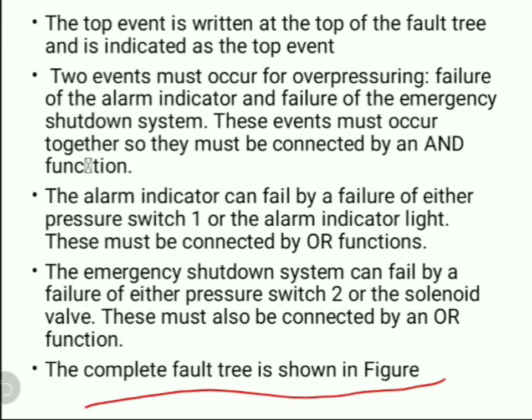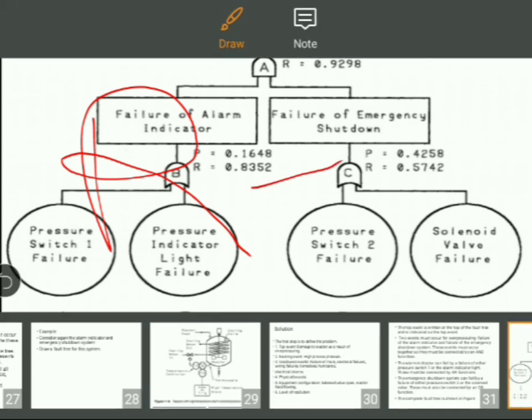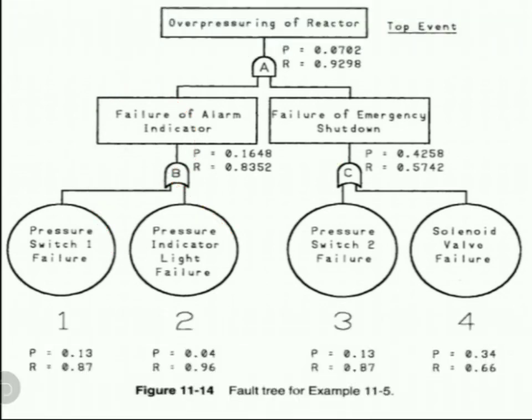So the complete fault tree is given by this diagram. Now what is P? P is the probability of that failure occurring per year or per unit time, and R is the reliability. We have to write that also in sequence. So this is how fault trees can be drawn and we analyze the system. Analyzing the system means analyzing an accident or incident that happened previously in the plant. This is the use of fault trees. Thank you.